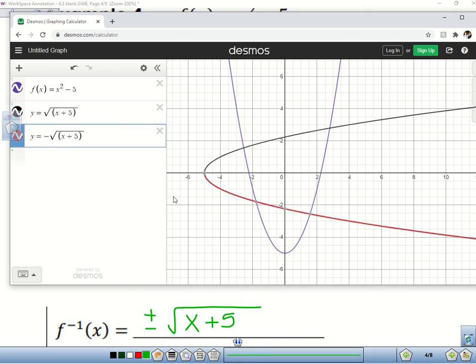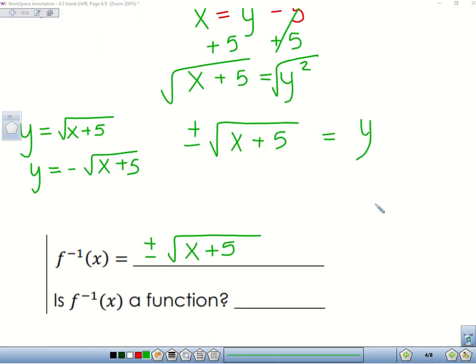But we say plus or minus square root of x plus 5, and that makes up the whole entire thing. But when you use graphing software, you have to put it in as two separate pieces, basically. So if we look at this as a whole entity, is this a function? No, it doesn't pass the vertical line test. So our answer here is no.